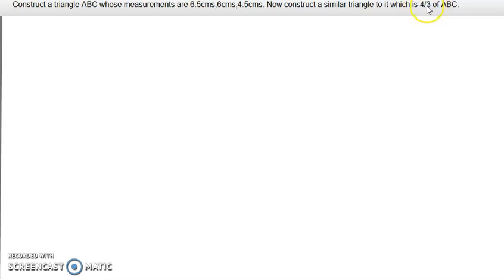Whenever you get a question on similar triangles, to construct a similar triangle to the given triangle, you need to look at this fraction. Now 4 by 3 is greater than 1. So the similar triangle which you are going to construct is an enlarged one compared to the given triangle. Now let us start constructing.